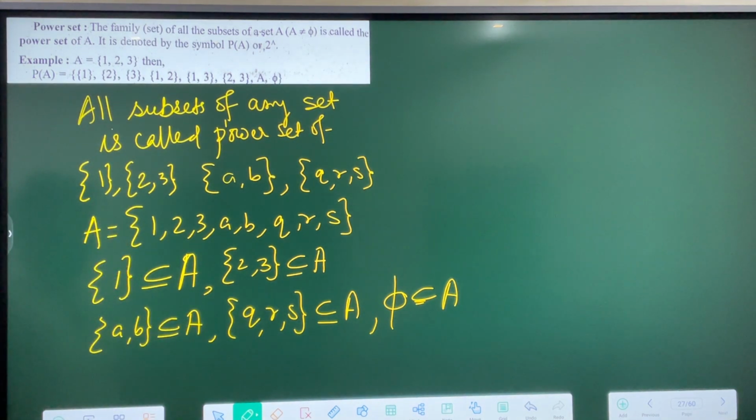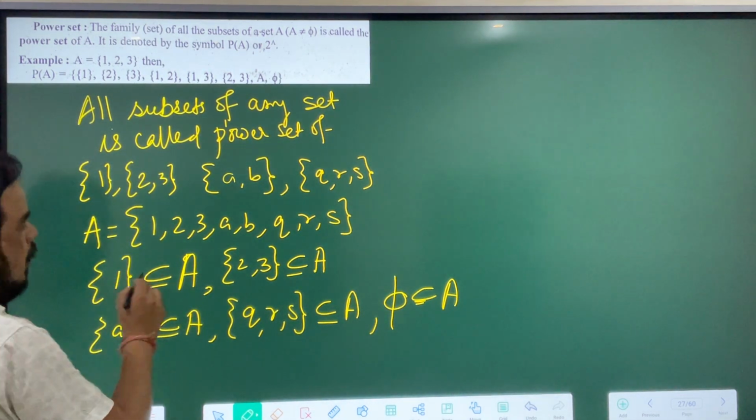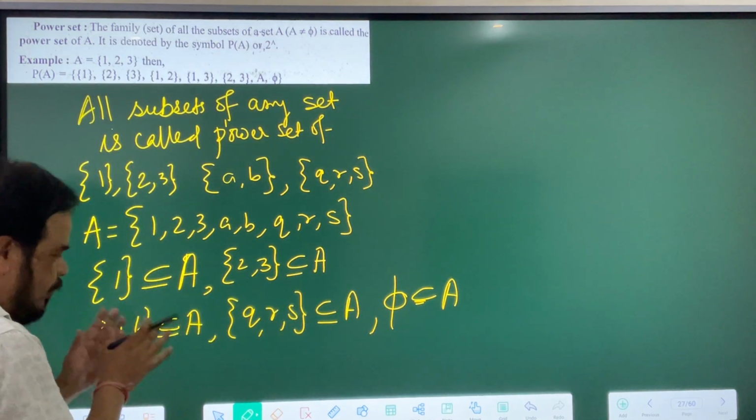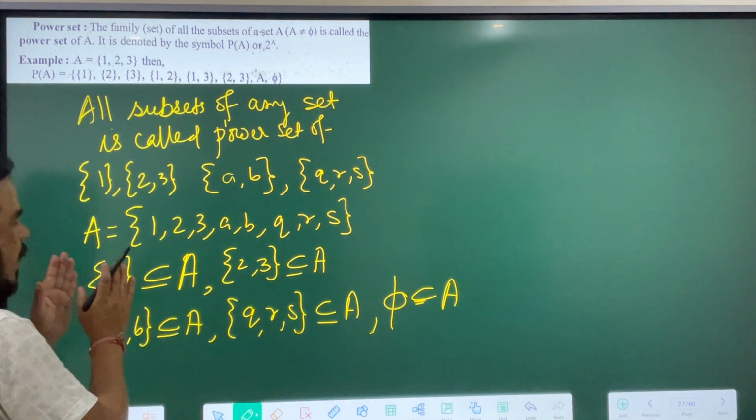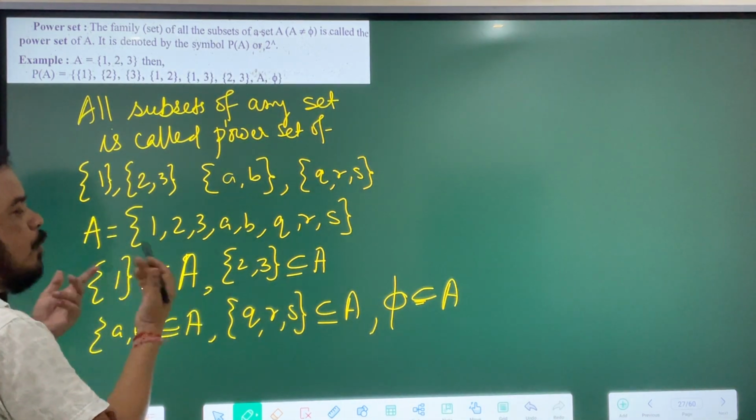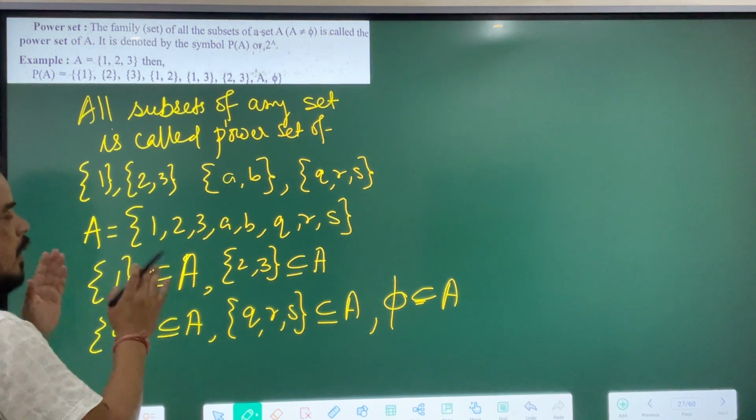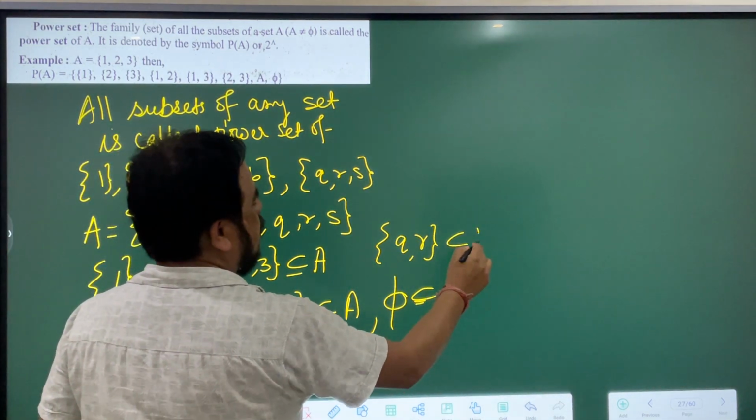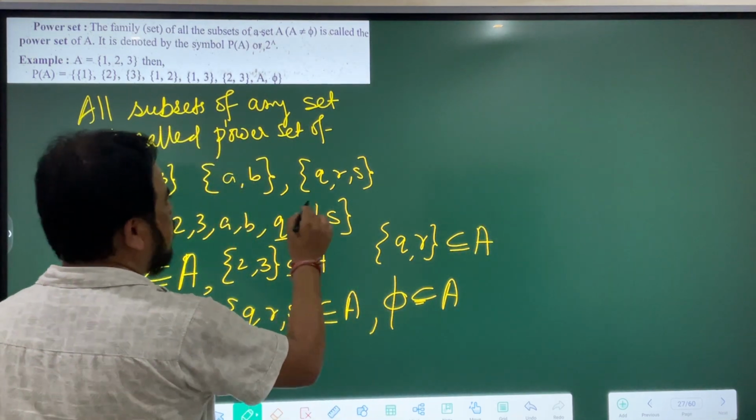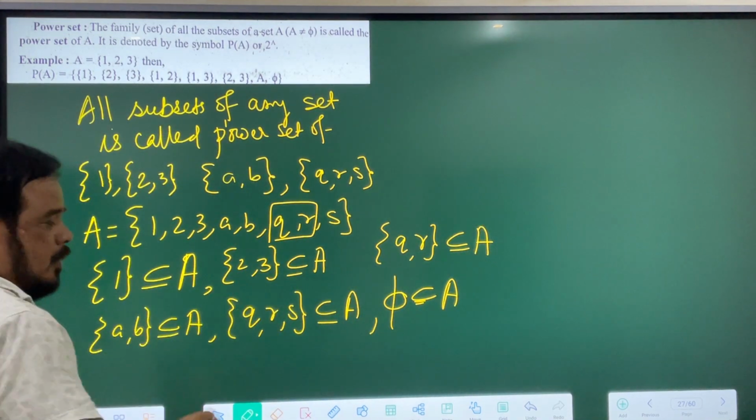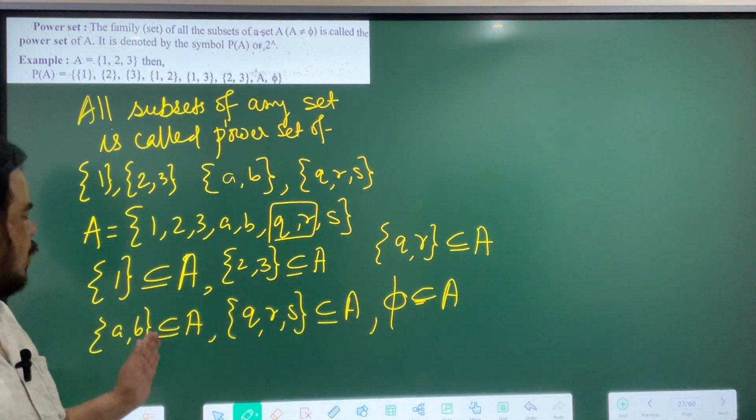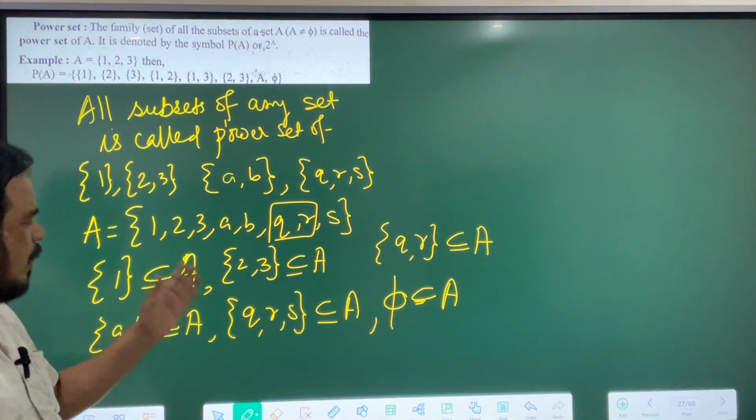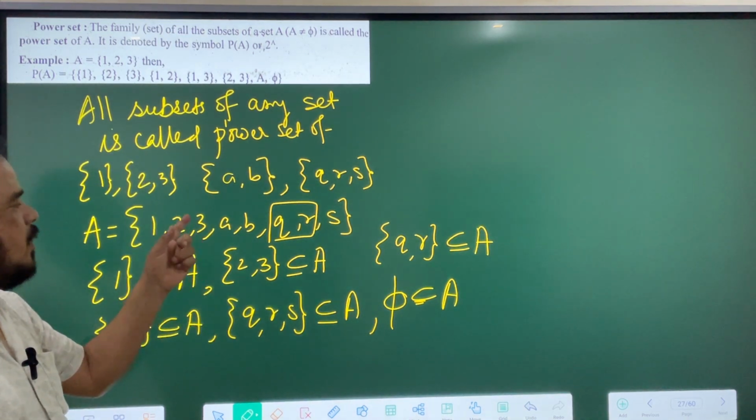So in this case, what happened? 1, 2, 3, 4, 5. I have written 5 subsets for set A. There are many more for this set A. We can write this way also. QR is a subset of A, because QR is present. So we can write many more. But I have written here 6 subsets for set A. Whatever we write, they must be present in set A.